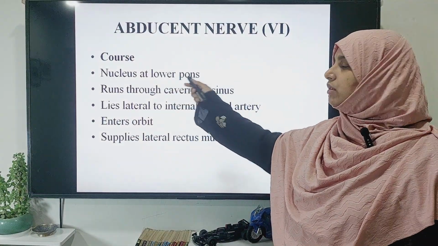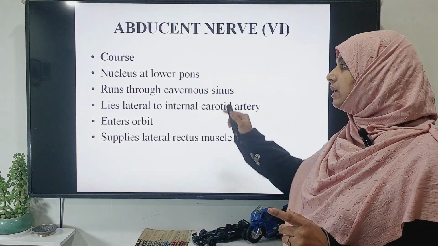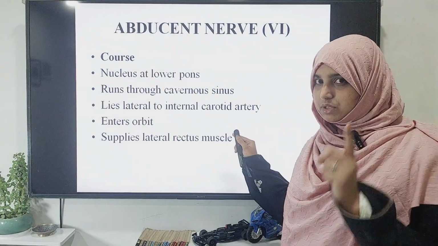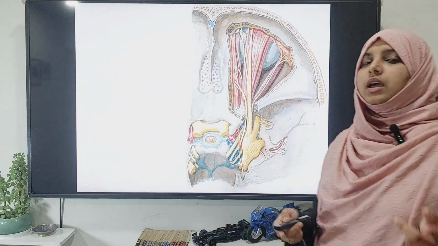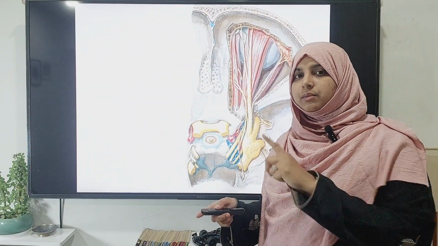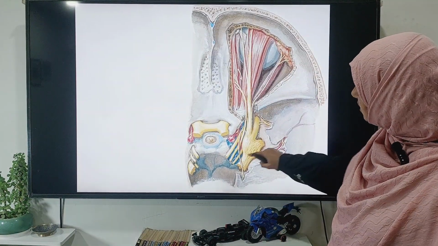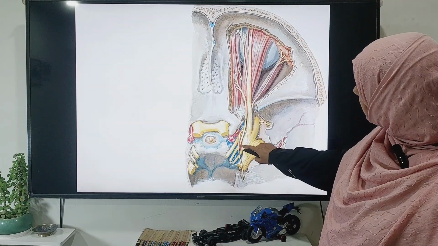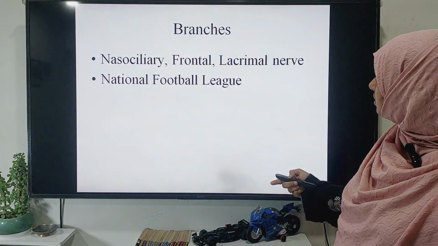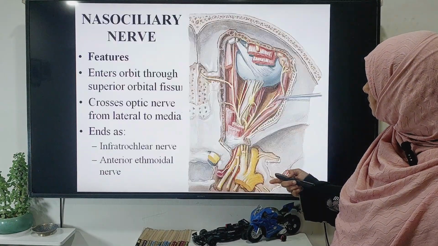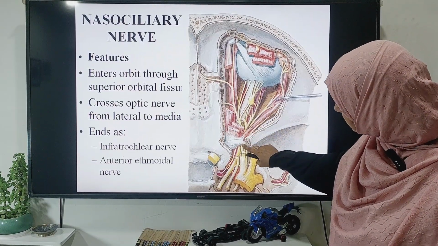This has a nucleus at the lower level of the pons. Again, it runs through the cavernous sinus, lying lateral to the internal carotid artery, which we saw in the picture. Then it enters the orbit and supplies the lateral rectus muscle. We know LR6: lateral rectus, 6, abducent nerve. So here in this picture we can see this nerve, but it is not clear in this image. Let me show you another picture, a cut section picture. Yes, here, can you see this nerve which was coming in?